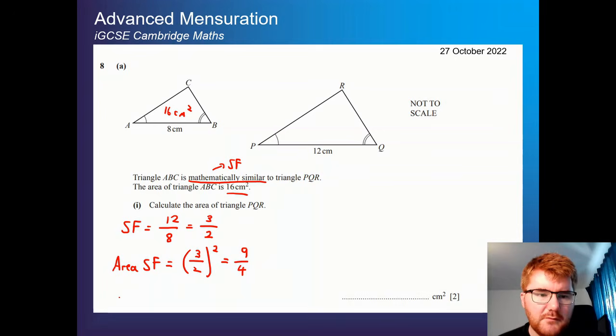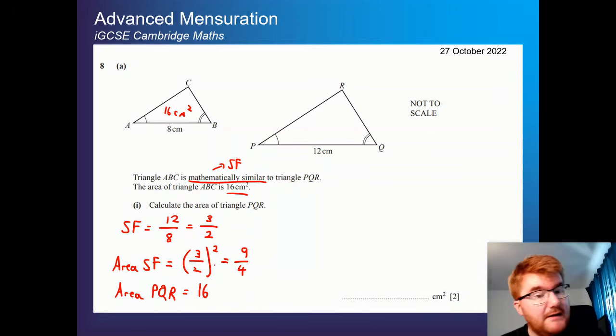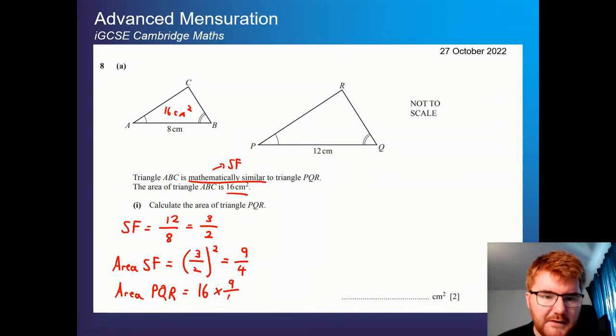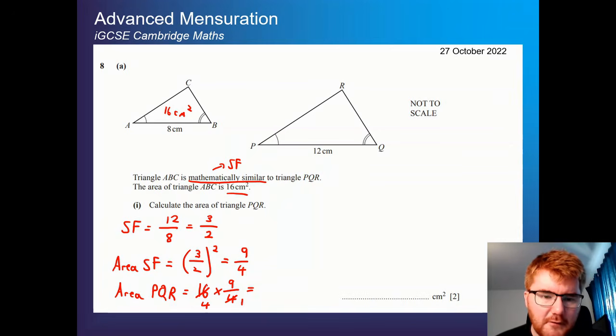And then finally, to work out the area of PQR. This is a pretty standard similarity question, but do make sure you're happy with this idea of scale factors. Then we take the 16, and because we're going from smaller to bigger here, we're going to multiply by our scale factor. So we're going to multiply by 9 over 4. Now in this case, we don't really need a calculator. We've got some cancelling. 4s into 4s go 1. 4s into 16 go 4. 4 times 9 is 36.